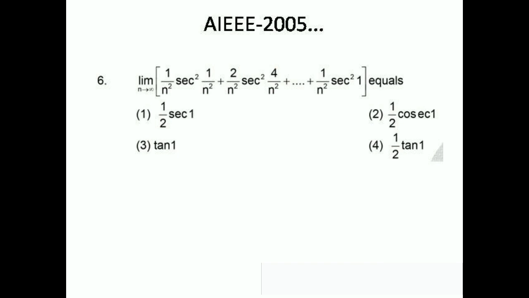Okay, see friends, the next sum is from year 2005, and this is a very good sum, a base sum till nowadays, I can say, one of the top 10 sums. This is that kind of sum. Okay, very good sum. See, limit n tends to infinity, 1 upon n square sec square 1 by n square plus 2 upon n square sec square 4 by n square plus up to 2 plus 1 upon n sec square 1. Now see, this is one kind of summation series.